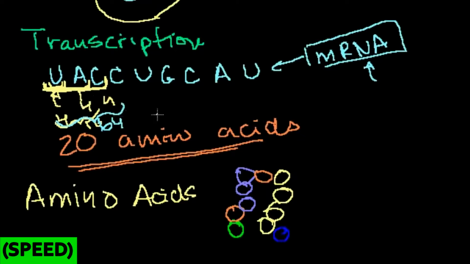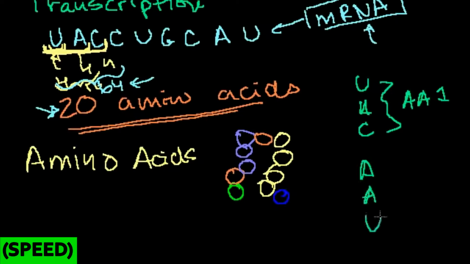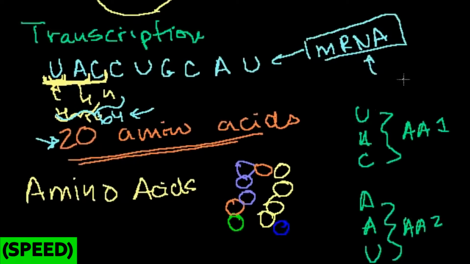Actually, it's overkill, because we can have 64 combinations here, and there are only 20 amino acids. So we can even have redundant combinations code for different amino acids. For example, and this isn't the actual code, but maybe UAC, and I should look these up, codes for amino acid number 1. And if it was AAU, this codes for amino acid number 2. I think you get the idea. If I have GGG, this codes for amino acid number 10.